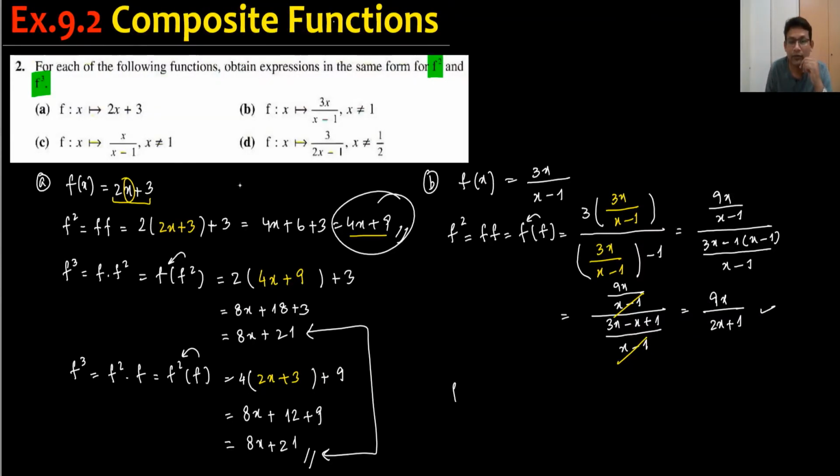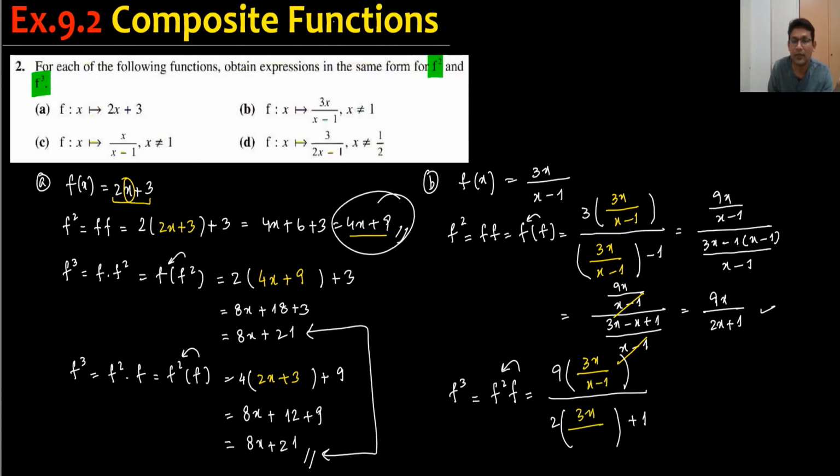So when we move to cube, what we have to do is write two possibilities. You can write f f squared, or you can write f squared f. Like you can substitute f squared in f or f in f squared. So it's up to you. If I use the first way, like f in f squared, then I have to take this equation, 9x upon 2x plus 1. In the bracket, I will write the whole equation of f, and the equation of f is 3x upon x minus 1. You need to simplify now and get the answer. This is question number 2.